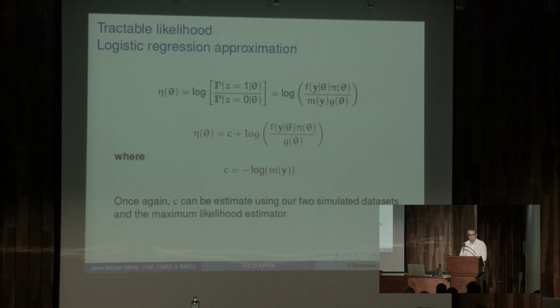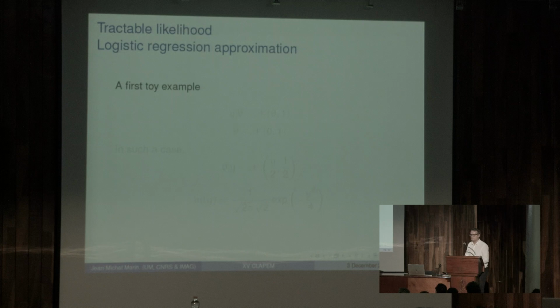And I will now show you some examples of how it works. Let's first start with a toy example. So, ultra toy. You have a Gaussian model with known variance and known mean. You take a standard normal as prior distribution for the unknown value of theta. In such a case, the posterior and the evidence are explicit. The posterior is this Gaussian with y divided by 2 as mean and 1 over 2 for the variance. And the evidence is exactly equal to this.